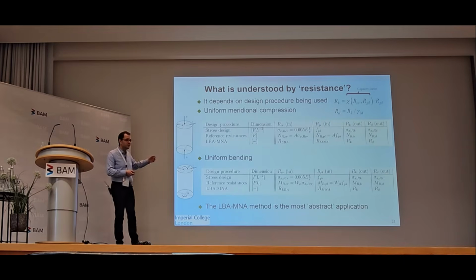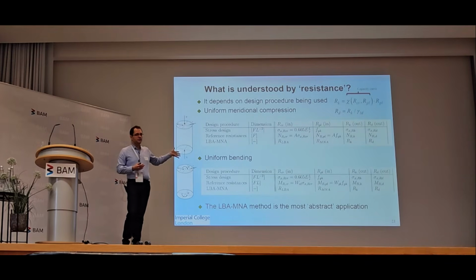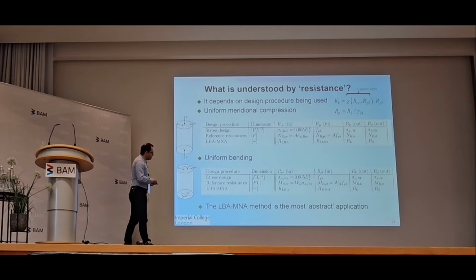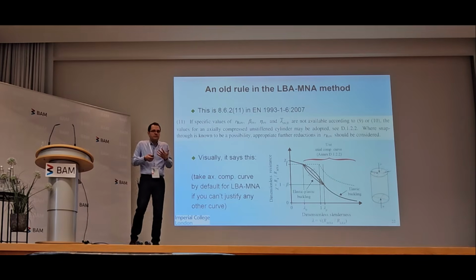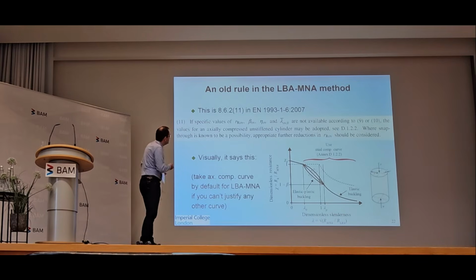Like even for the towers that you had, we had axial load, we had transverse shear, we had moment, we had torque. We don't have a capacity curve that takes all of those as an input. And so in recognition of this, LBA-MNA gives you a default value. It tells you a default capacity curve to take.